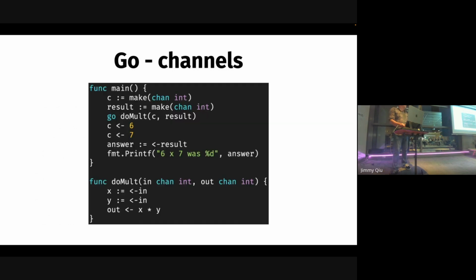So if you want to have some Go code, it's a very, very dumb thing you would not ever do in practice, but say you want something that would multiply numbers together. This is sort of what it would look like. We're going to make a channel, and get another channel for the result, then we're going to use the go keyword to call this thing asynchronously. We're going to feed in 6, we're going to feed in 7, then we're going to get the answer out.